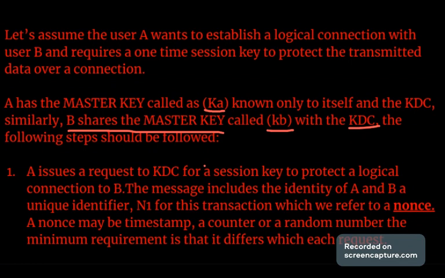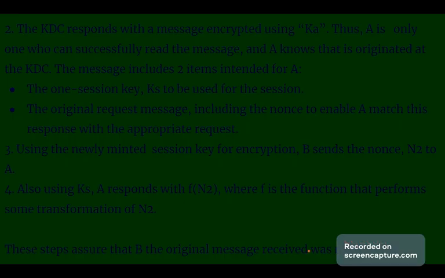The message includes the identity of A and B and a unique identifier, N1, for this transaction, which we refer to as a nonce, as I mentioned earlier. A nonce may be a timestamp, a counter, or a random number. The minimum requirement is that it differs with each request.